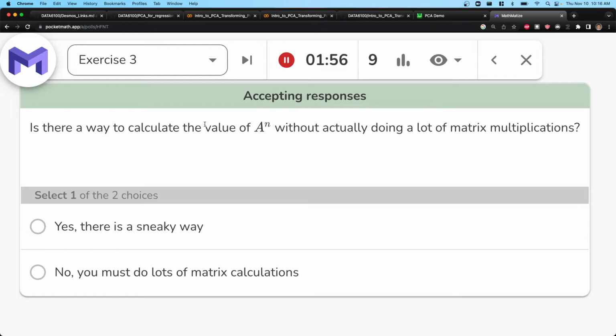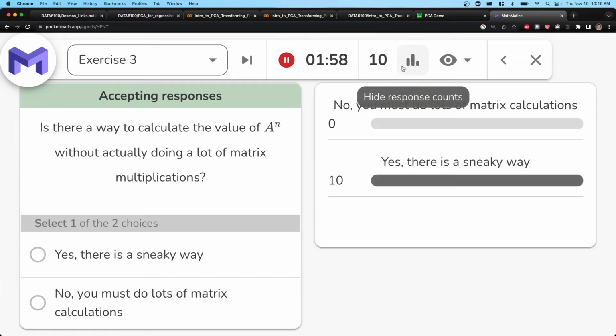All right. Let's see what you guys said. Yes, everyone agrees there's a sneaky way. Okay. Put your hand up if you know what the sneaky way is. Who can tell me what the sneaky way is? Nobody knows what the sneaky way is. Okay, so we're all going to brainstorm sneaky ways.